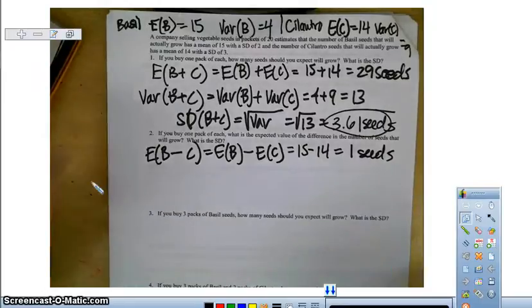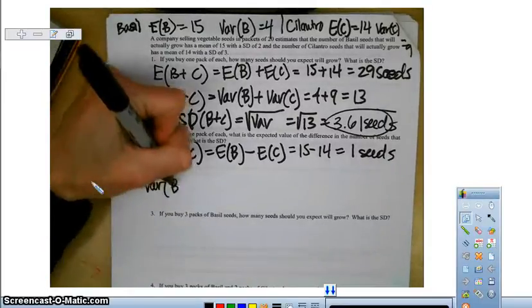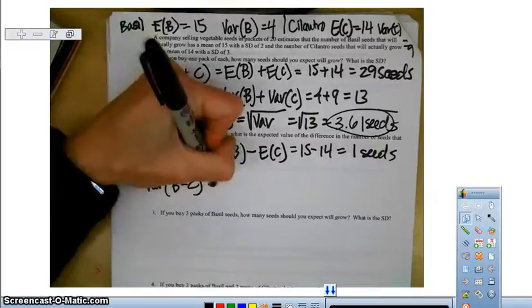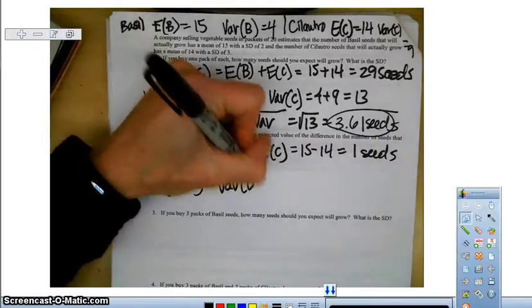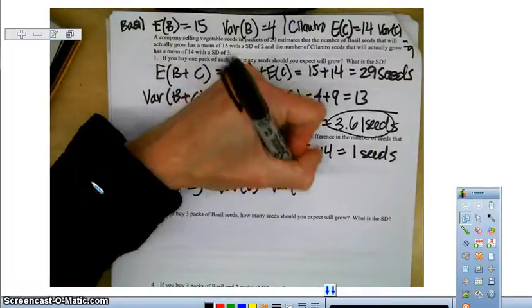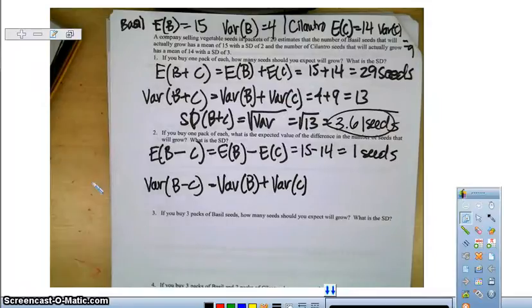Now the variance of B minus C is the same as the variance of B plus the variance of C, because that's what the rule says.